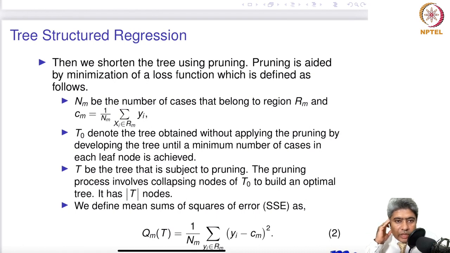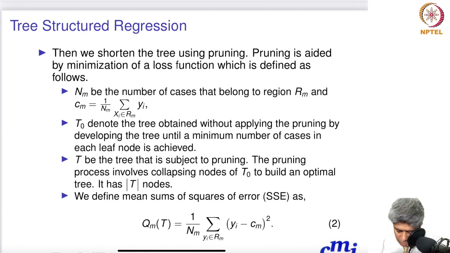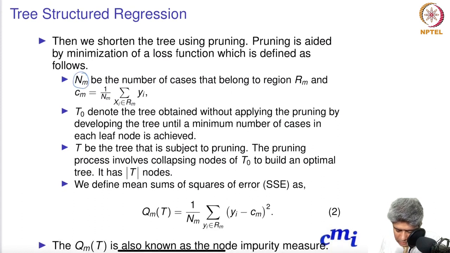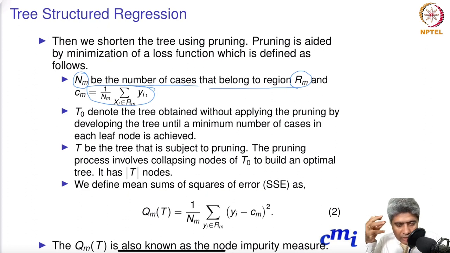So then we shorten the tree using pruning. We do some pruning of the tree as well. You have to do typical pruning. Pruning is aided by minimization of a loss function, which is defined as follows. So how do we define it? nm is the number of cases that belong to region Rm, and Cm is the average of the responses in that region.